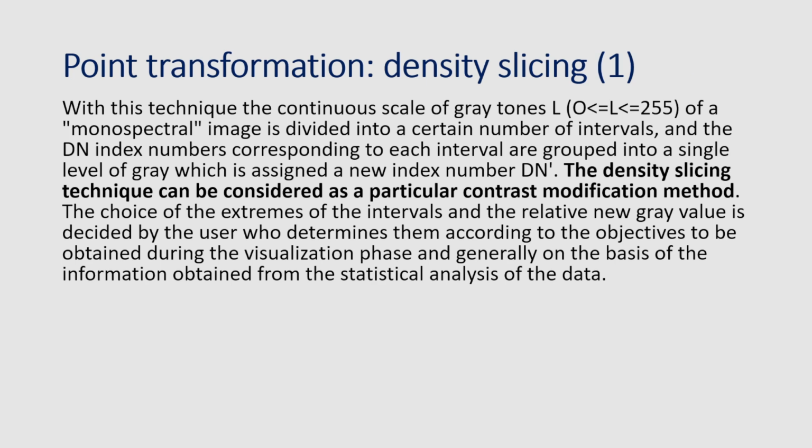With this technique, the continuous scale of gray tones, L equals 255, of a monospectral image is divided into a certain number of intervals, and the DN index numbers corresponding to each interval are grouped into a single level of gray which is assigned a new index number DN. The density slicing technique can be considered as a particular contrast modification method.